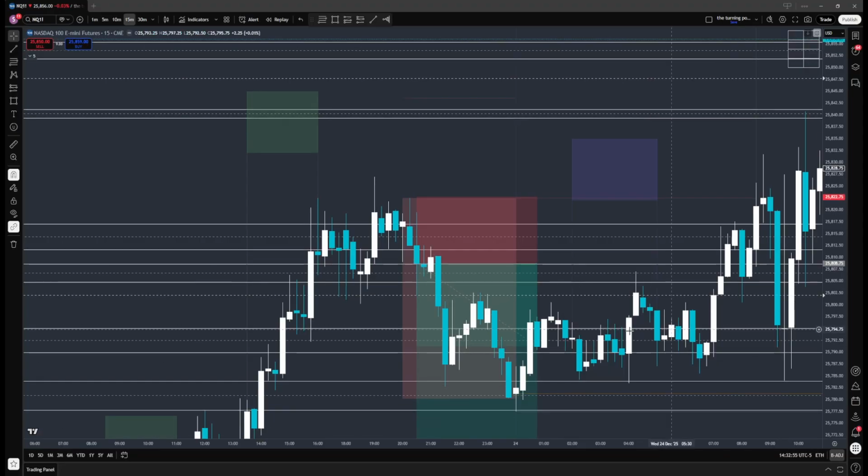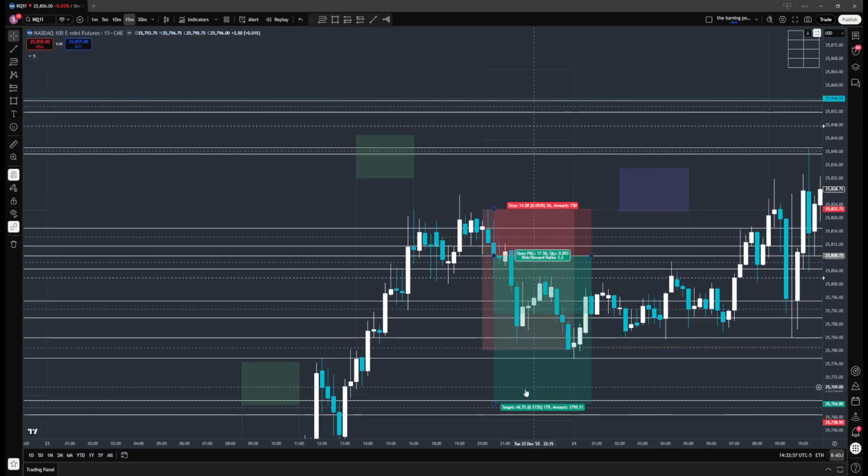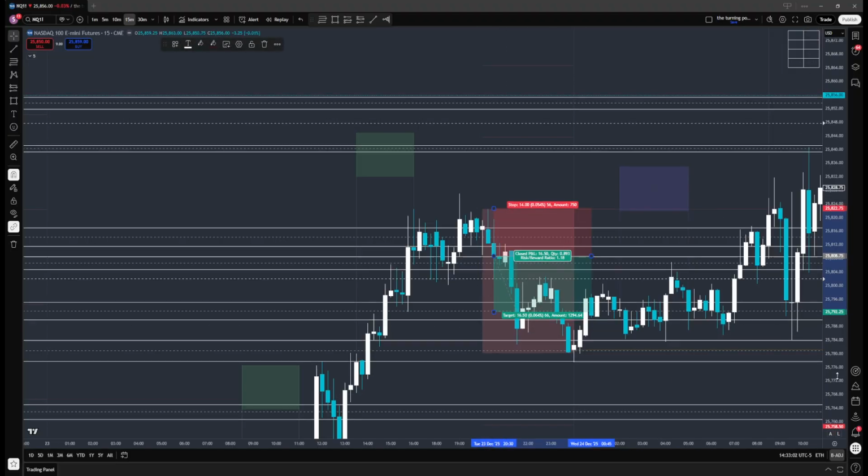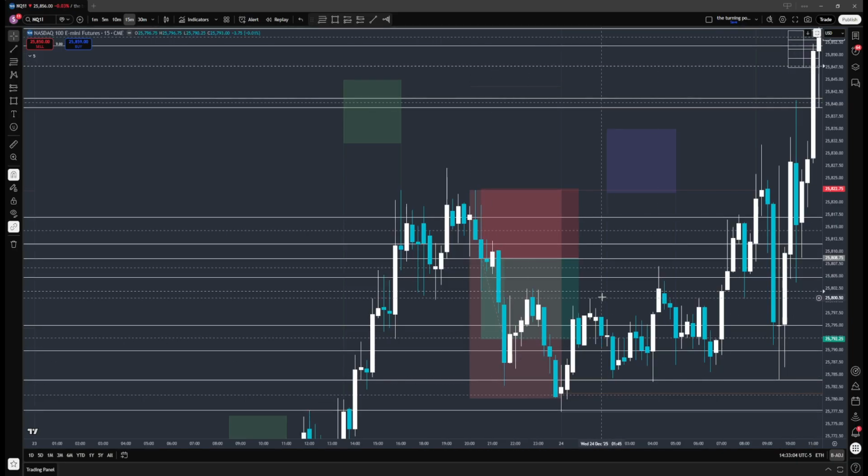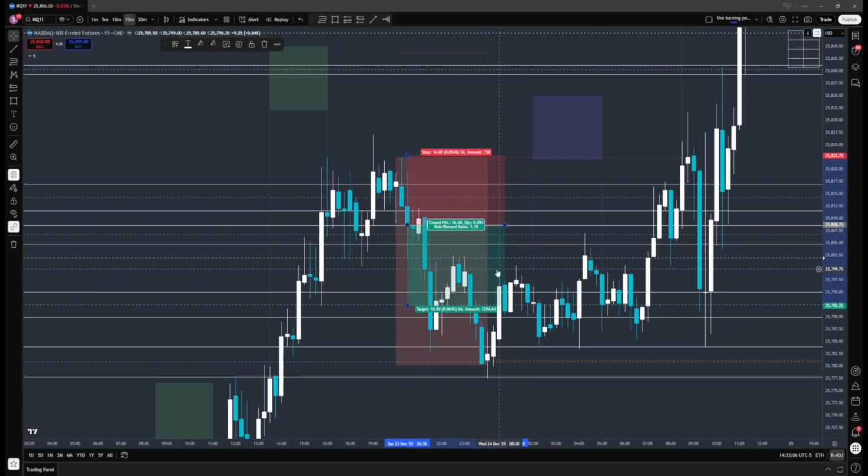And then I targeted 792, which was the hour fair value gap. So around 792, like right here. So about a 1-to-1. So it was a great trade. Delivered straight to TP. And that was just a textbook setup, right?